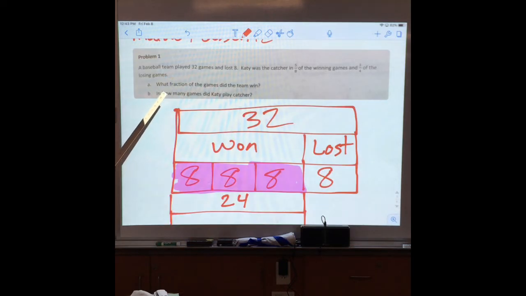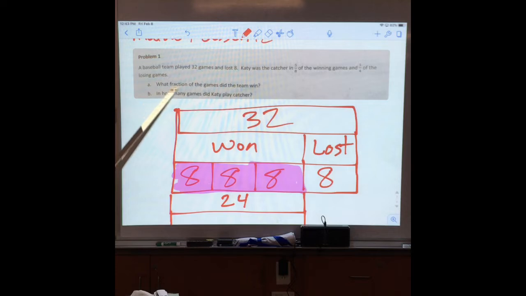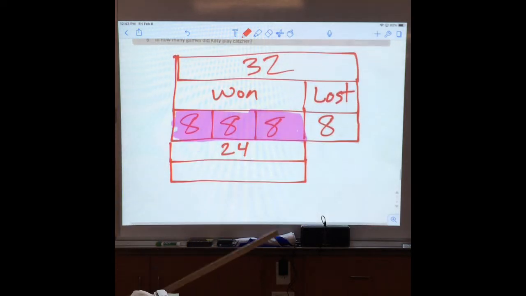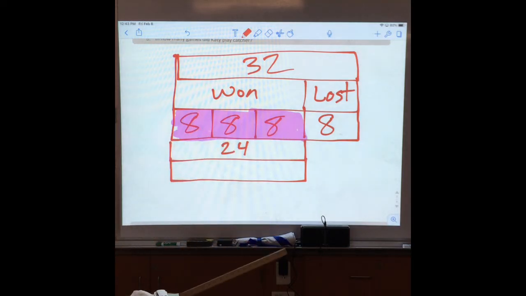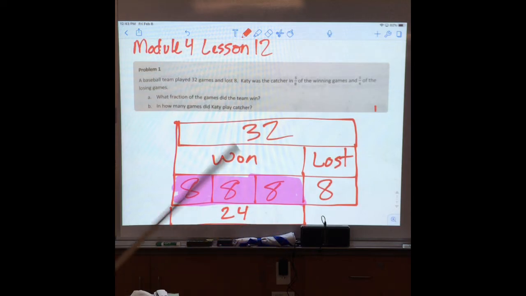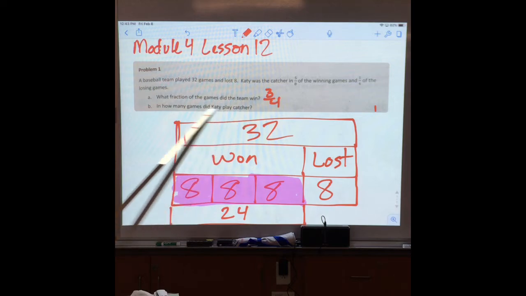So when we look back at our problem, it said, what fraction of the games did the team win? Well, they won how many? 3/4 of the games, right? So up here, our answer is 3/4. Now, how many games did Katie play catcher? This is where we have to do a second problem.